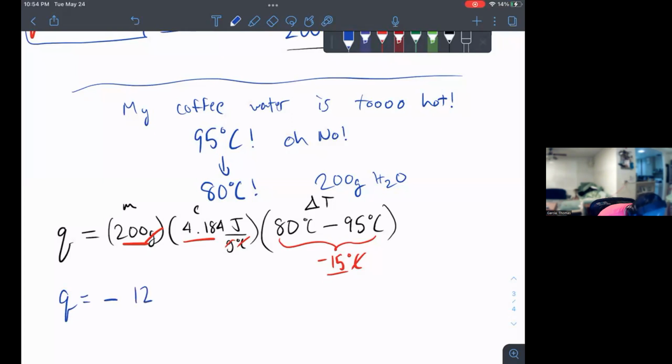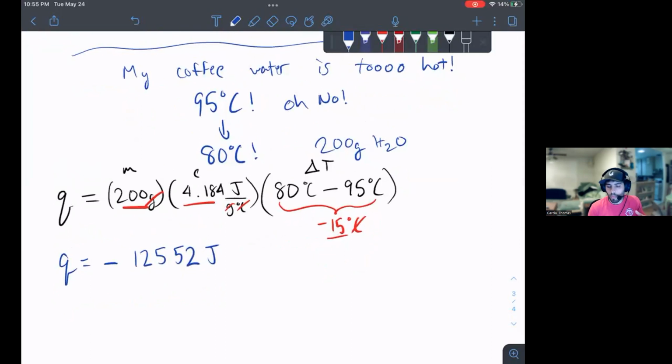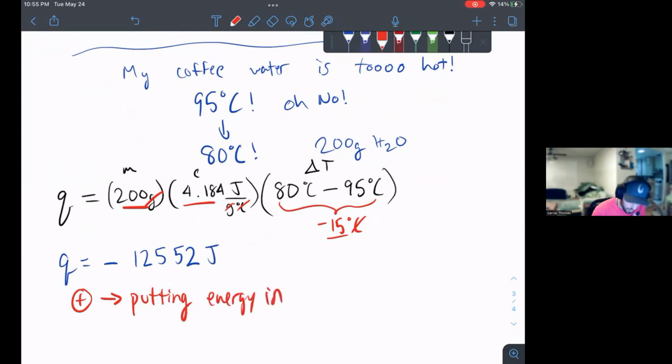Negative 12,552 joules. And so you might say, well, what does this negative mean? Well, in this case, before when we had a positive, we were putting energy in. Now we have a negative. So it's just the opposite. We are taking energy out. So that's all there is to it.